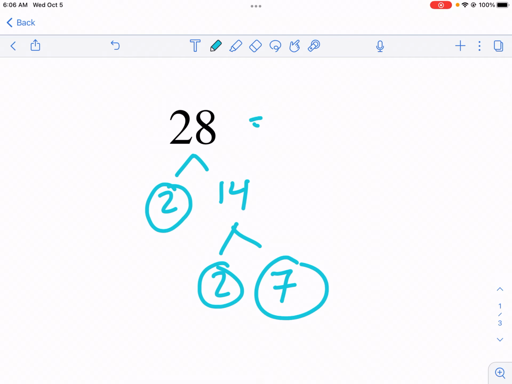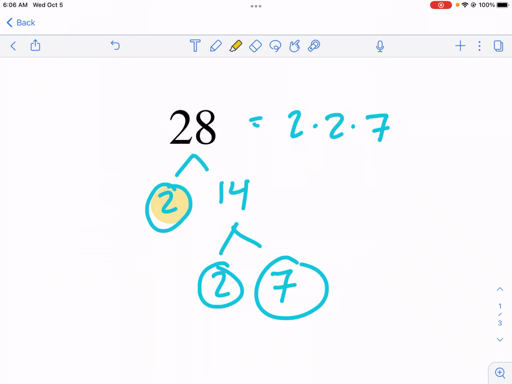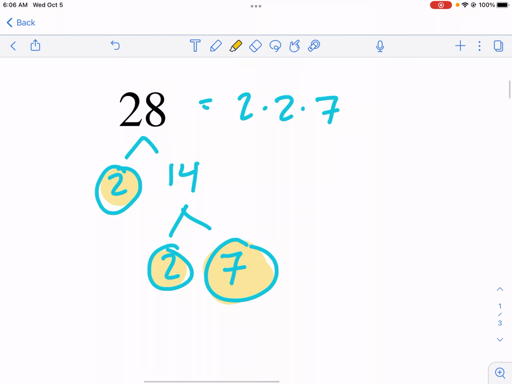Now I can write this as 2 times 2 times 7. Those were all my prime numbers because I circled them. They're at the bottom of the roots. So 2 times 2 times 7. If I do 2 times 2, that's 4, times 7. 4 times 7 is 28.